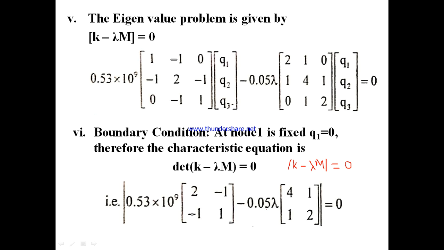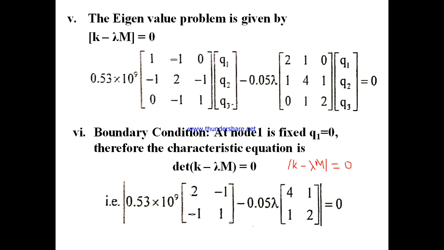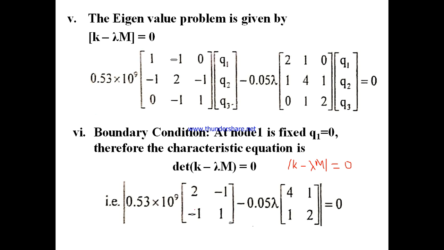Now I am going to substitute these values here. In the next slide, I have multiplied this 0.53 into 10 raised to 9 into 2 and this minus 1 minus 1. So I got these values including this lambda. Here it is 0.53 into 10 raised to 9 into 2 minus 0.05 lambda into 4. Can you see here? Same thing, 0.53 into 10 raised to 9 minus 0.05 into 1 into lambda. So I have multiplied and added, and finally I got this matrix.